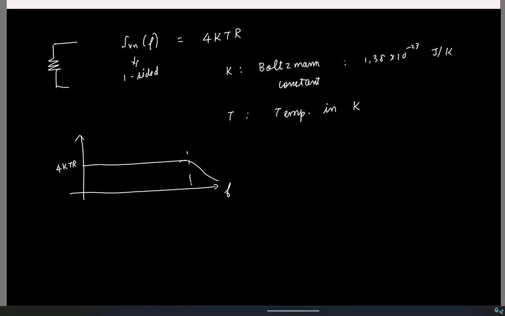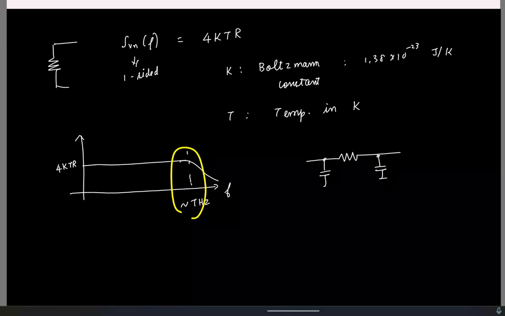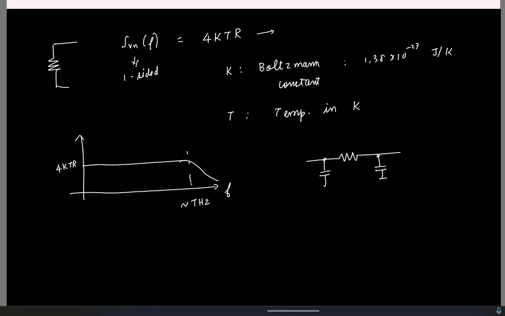Till a few terahertz, this is still white, and this is basically all our practical range of frequencies. Even otherwise, if you have a resistor, you'll always have some parasitic capacitor from the terminals to ground, which will limit the frequency of operation to well below this. So for all practical purposes, we can assume that the power spectral density is constant, which is 4 kTR. Such a noise is called white noise.